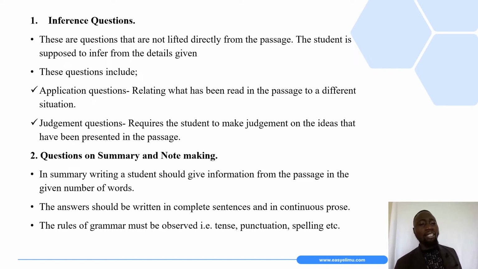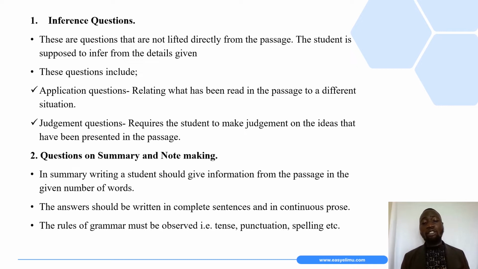Then there is also the judgment question that we still get under this division, that is under inference question. Judgment questions require the student to make a judgment on the ideas that have been presented in the passage. Then there is also this division that talks about questions on summary and note making.